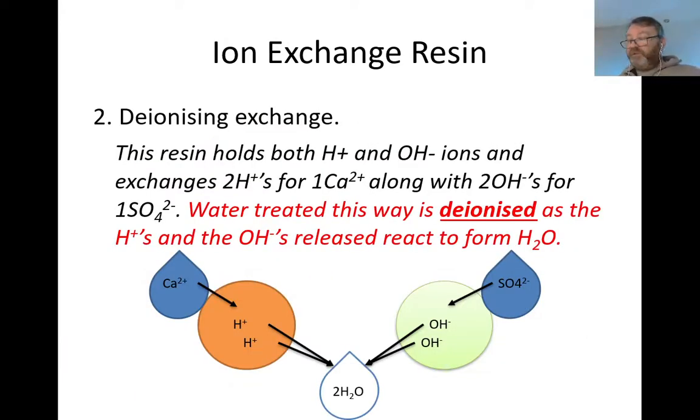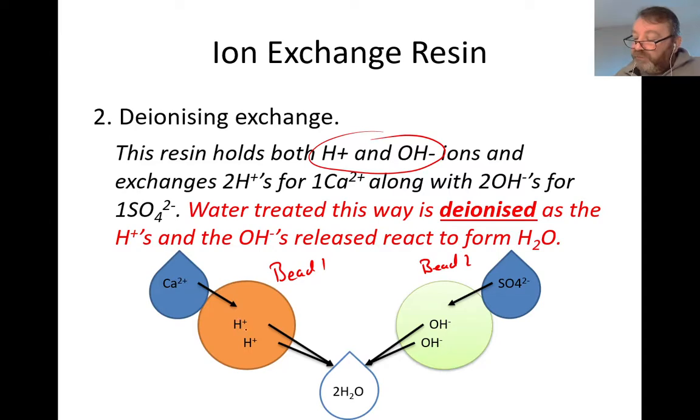But what about deionizing resin? Now this is an ion exchange resin that contains 2 types of ions. Okay, it holds both H plus and OH minus. So there's bead number 1 and here's bead number 2. Now if any of you have seen these, they're normally different coloured beads. You can tell by looking at the resin what it actually contains. Okay, so this bead holds H pluses and this bead holds OH minuses.